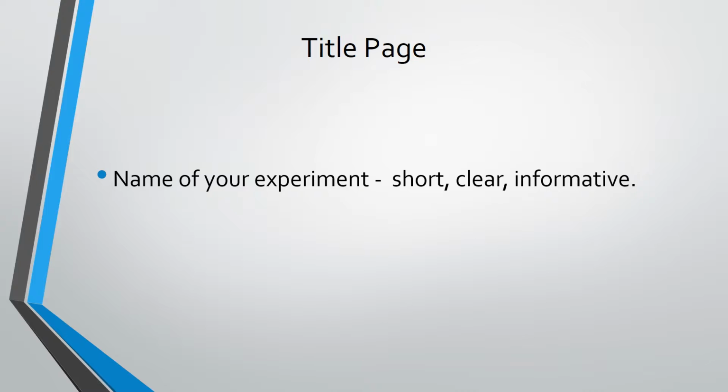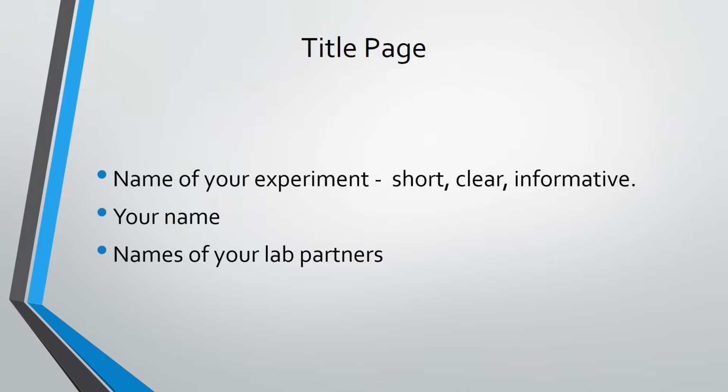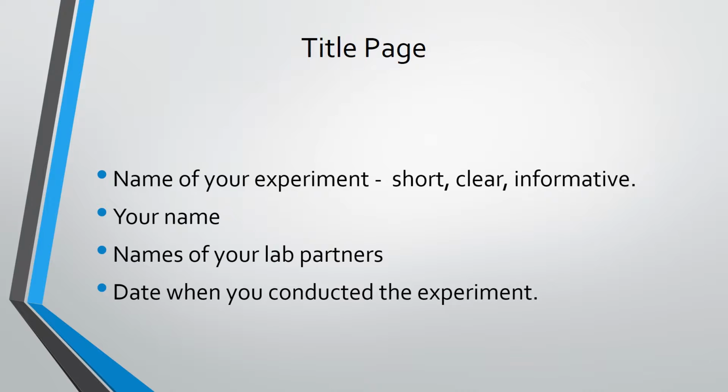First, the title page. This should give the name of your experiment, which should be short, clear and informative. The page should also include your name and names of your lab partners, and finally, the date when you conducted the experiment.